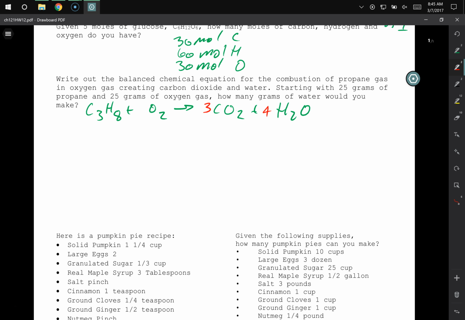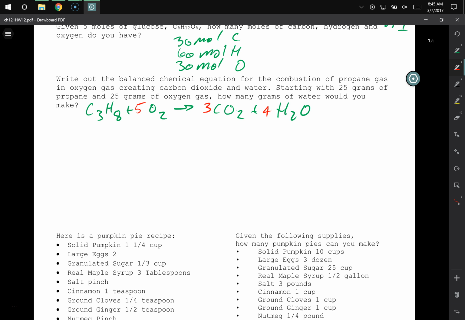On the right-hand side of the equation, I've got 10. We okay with that? 10 oxygens: 6 in the CO2s, and then 4 more in the water molecules. And what about the oxygen on the left? What do I need to do? If I put a 5 there, then I've got 10 on each side. Great, so there's my balanced chemical equation.